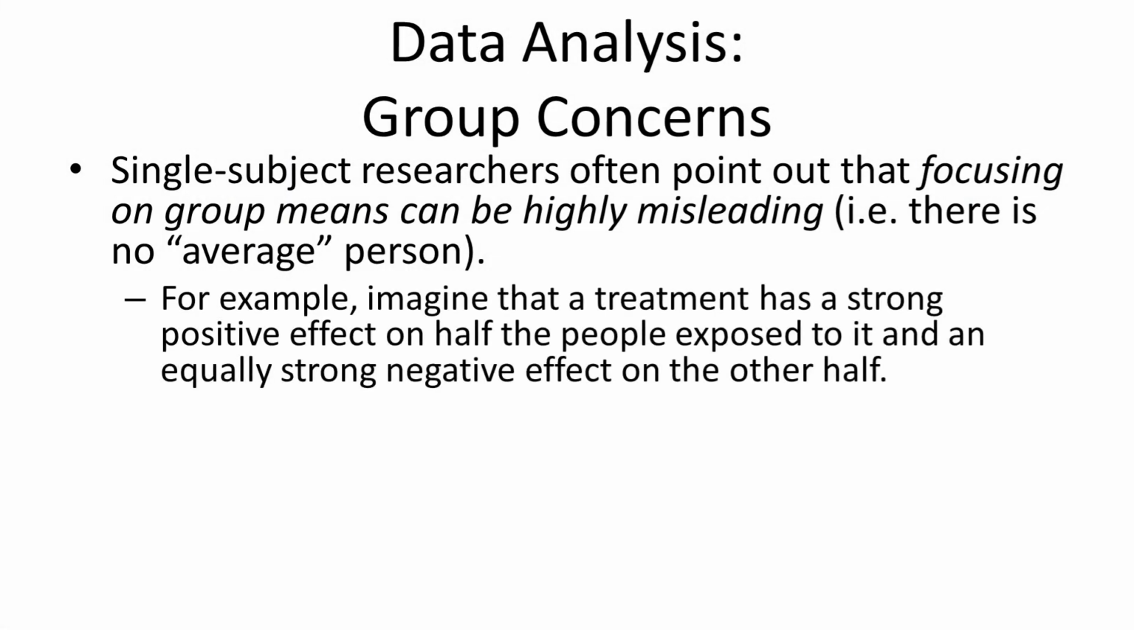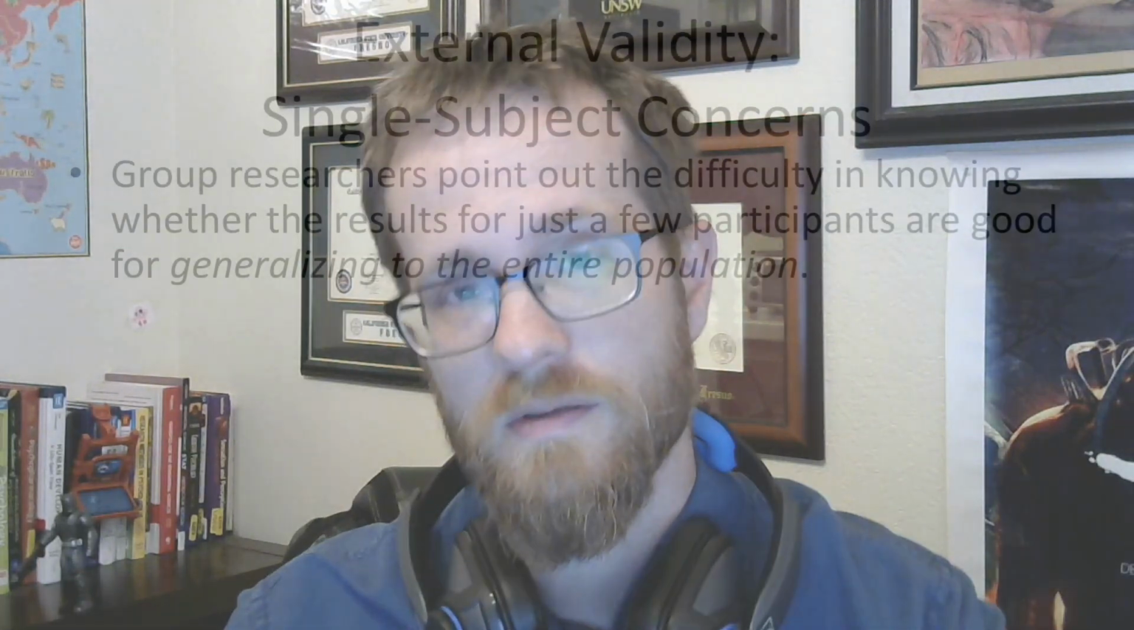Like, imagine, for example, that a treatment has a strong positive effect on half of the people in the study and an equally strong negative effect on the other half. If you're doing group research, you would just compute an average and you would find that the treatment has no effect whatsoever. But if you were to look at individuals in this example, you would see that some individuals are going in one direction, some individuals are going in the other. So that's just another example of what I mean when I say computing averages, computing these descriptive statistics can be misleading. It can lead you to the wrong conclusions in some cases.